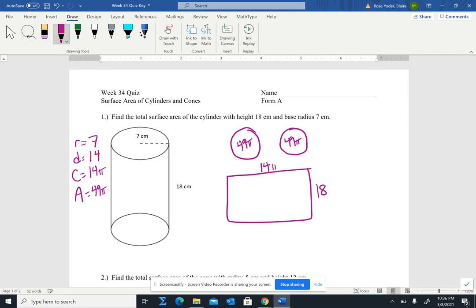So that's 14 pi. So let's grab our calculators and do 14 pi times 18. So I'm just going to do 14 times 18, which is 252. So 14 pi times 18 is 252 pi. So I'm going to add up all 3 of those areas, and that will give me a total surface area of 350 pi centimeters squared.